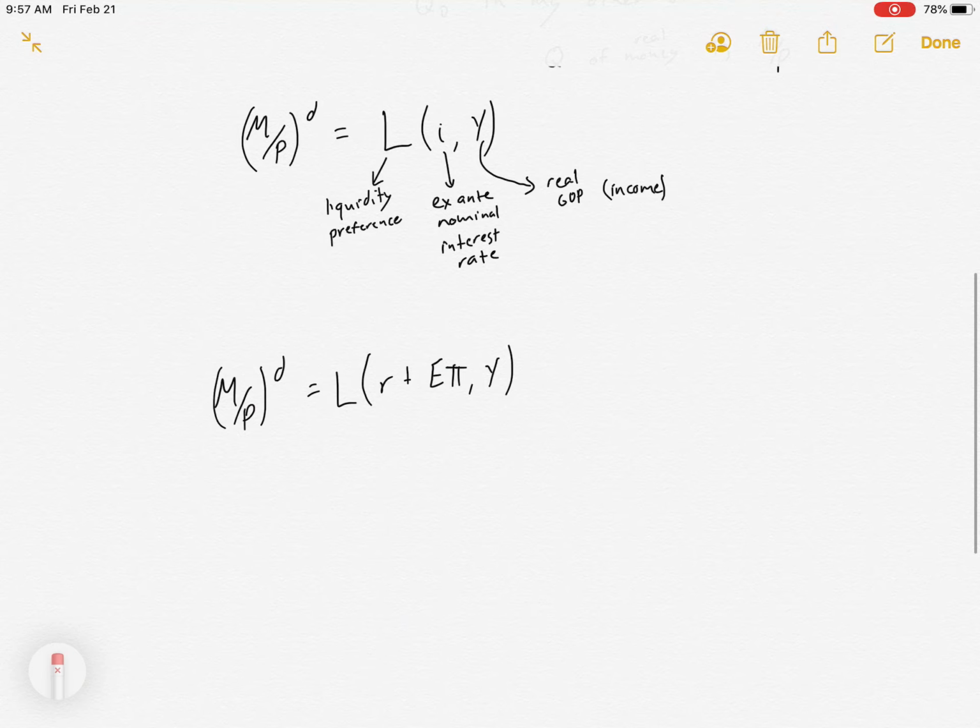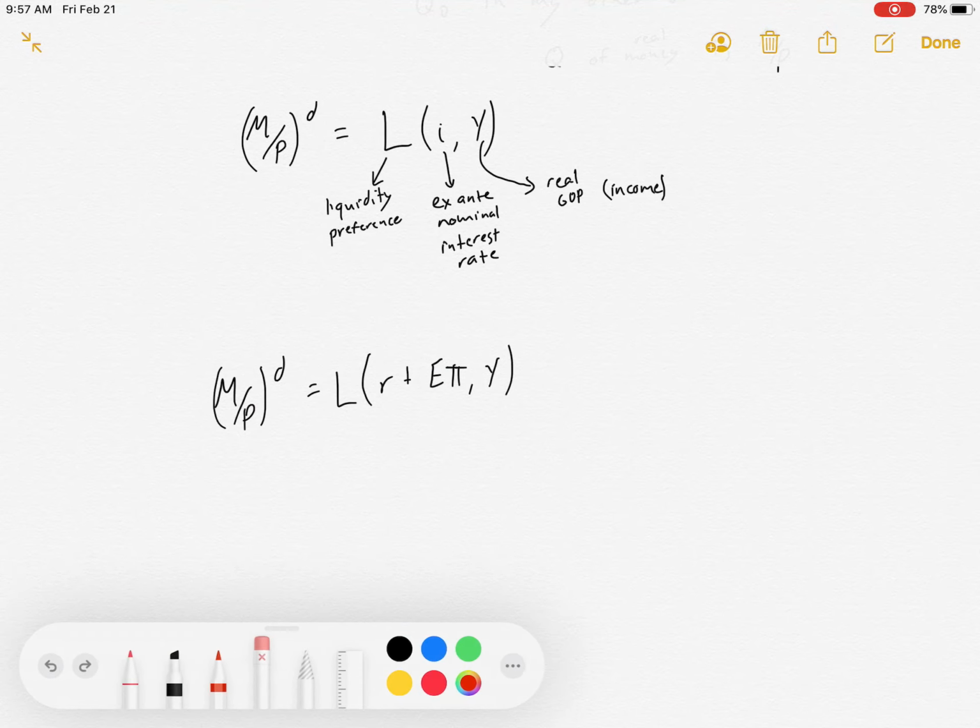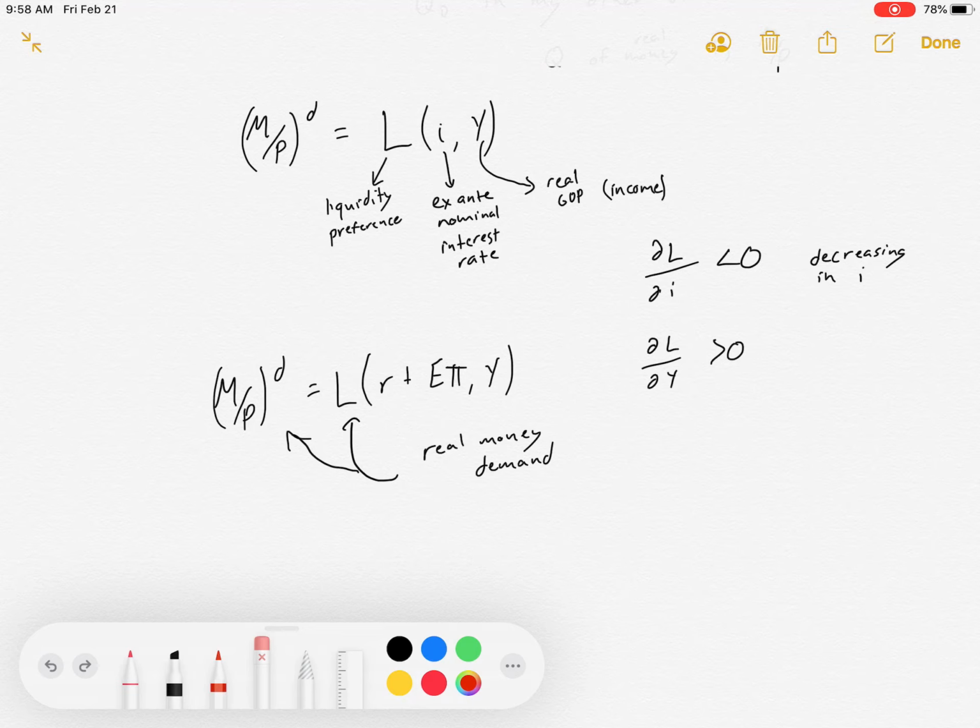And so we get this. Our money demand is equal to this liquidity function of ex-ante nominal interest rates and GDP. That's real money demand. That D up there is not an exponent, it's just a label. Now, a couple of quick notes. If you speak calculus, the liquidity function is decreasing in I, which means that higher interest rates mean less demand. And it is increasing in Y, which means that higher GDP means more money demand.